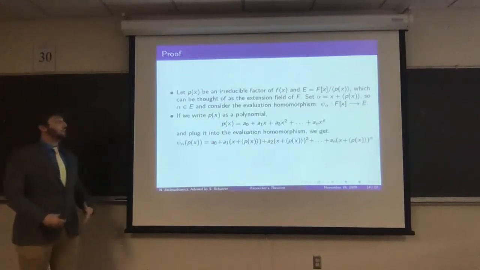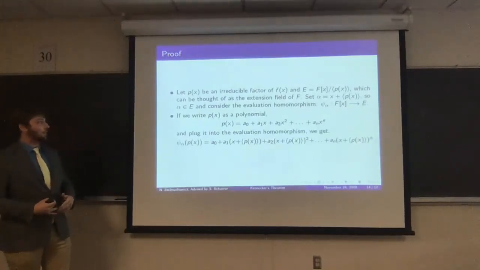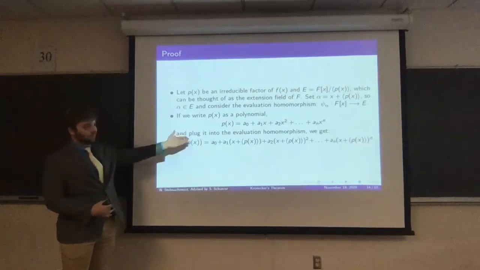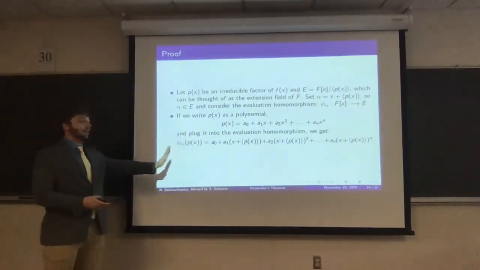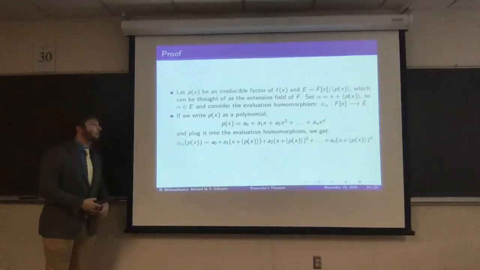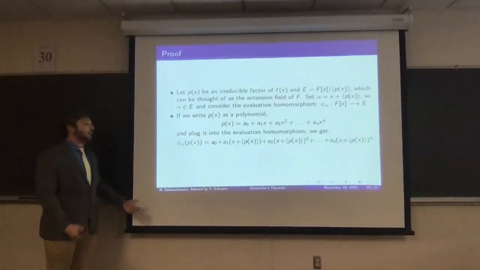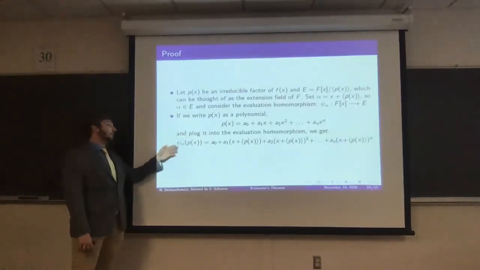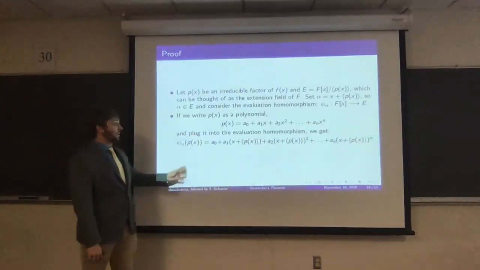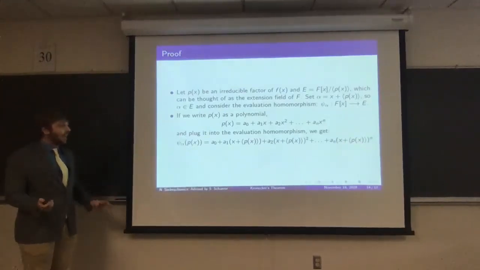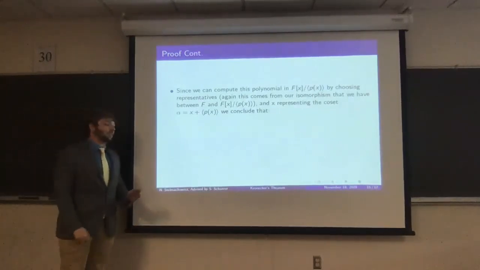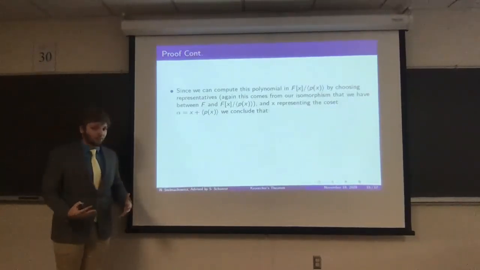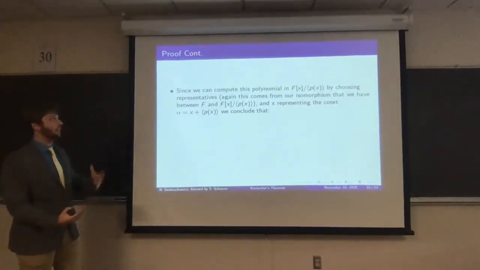So if we write P of X as a polynomial, the standard way you write a polynomial with the coefficients, and X getting bigger in degree, and we plug it into the evaluation homomorphism, we get that psi at alpha of P of X is equivalent to this thing, which we can then further simplify.